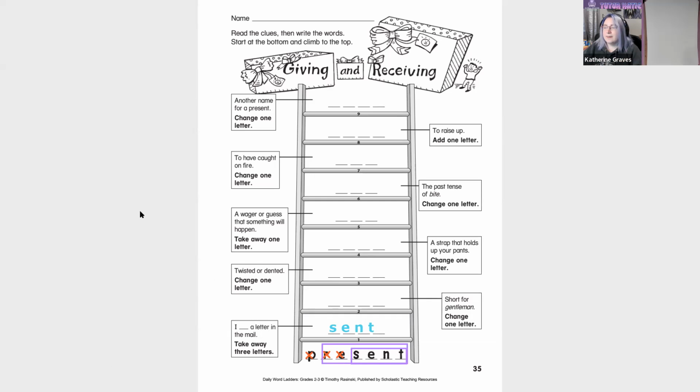All right. Next one. That's okay. It's okay. Short for gentleman. Change one letter. Oh, good job. Yes. All right. Twisted or dented. Change one letter.